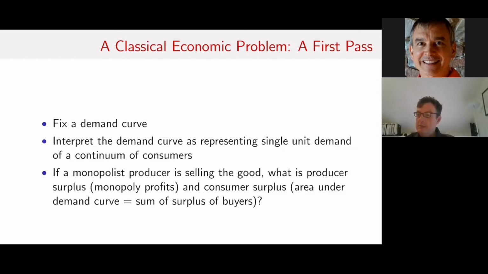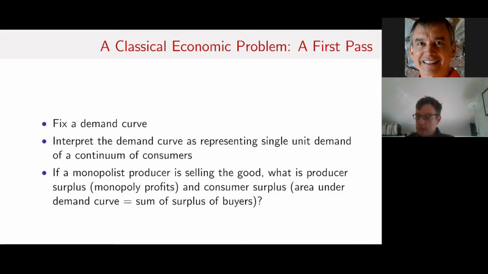Okay, so think about fixing a demand curve. That's simply an expression of the heterogeneity of consumers who all have a single unit demand for the object, but there can be many of them, and there can be heterogeneity in terms of how much they're maximally willing to pay for the object. So this will give me a demand curve.